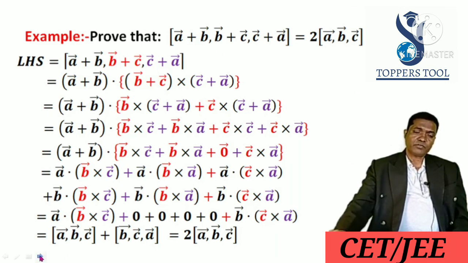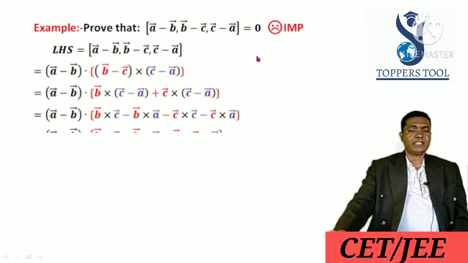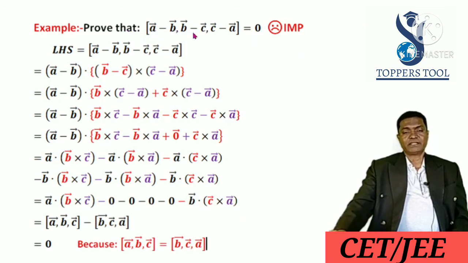Now we'll have one more for your practice. What will happen if this will be minus? So let's see here. For your understanding, you can work this out. Prove that the triple product of vector A minus B, vector B minus C, vector C minus A is equal to 0. Very simple. As in the previous one, you can do the same thing.